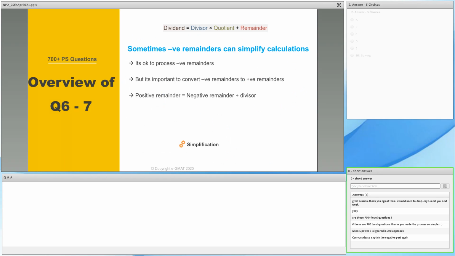So you guys are getting it. So the core concept here is negative remainders. It is work in process. You cannot use it as your final answer typically, but it can really help you simplify the calculations, and that's what you're seeing here. And positive remainder is negative remainder plus divisor. Keep that in mind. With this, we're actually back where we started.